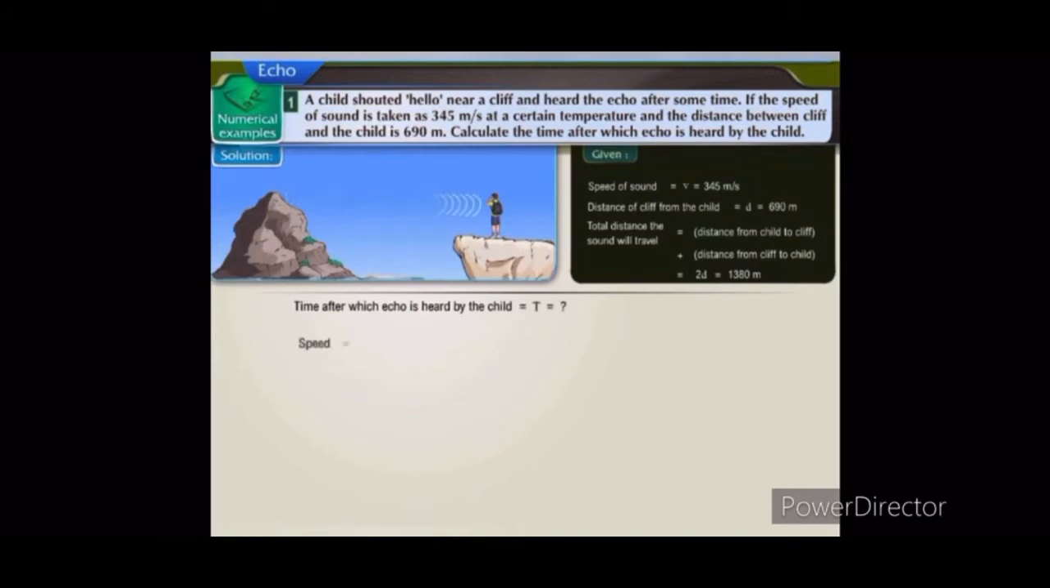As speed is equal to distance upon time, therefore time is equal to distance upon speed. T is equal to 1380 upon 345, equal to 4 seconds. Time after which echo is heard by the child is equal to 4 seconds.